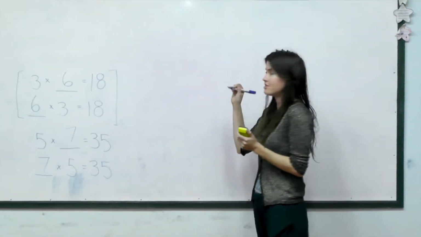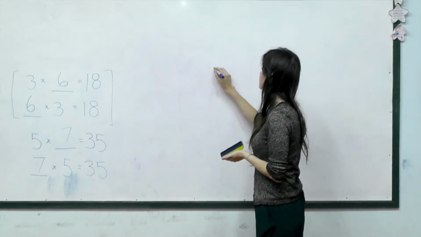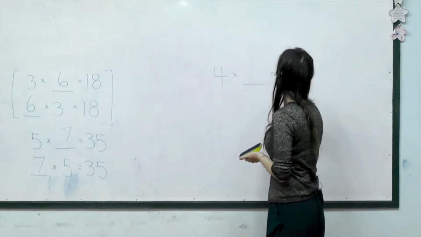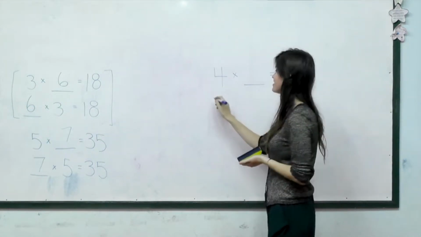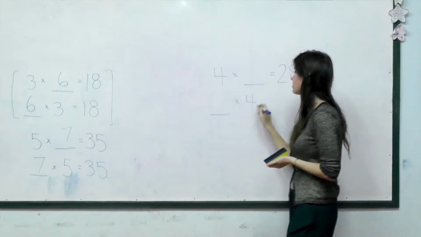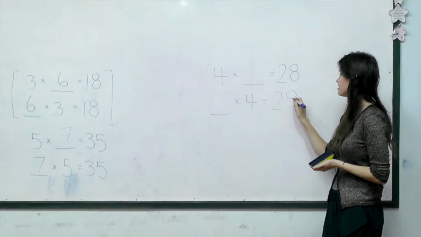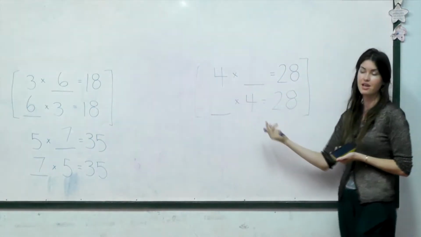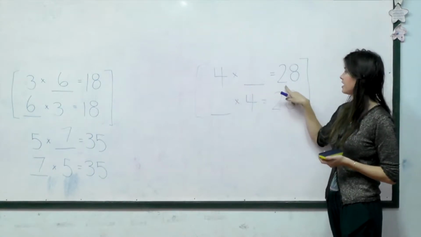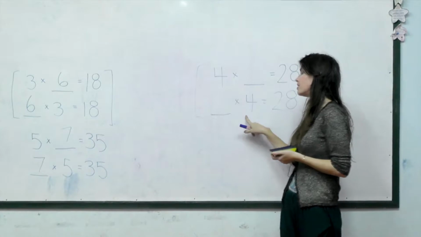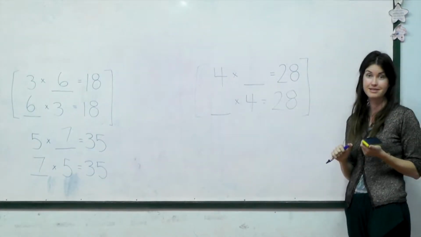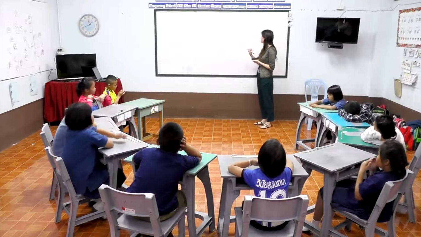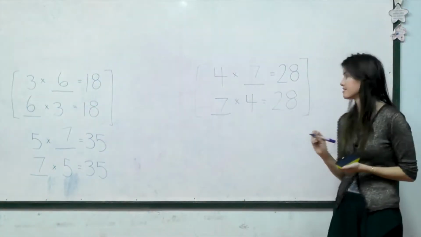Okay, let's do a couple more, and then we're going to do some fact families. 4 times what number is 28? We talked about this one just recently. Or what number times 4 gives us 28? Think about it in your mind. These go together, because it's okay for us to change that order. Got some ideas? Okay, what do you think, Dawn? 7. Good, it's 7. 4 times 7 is 28, and 7 times 4 is 28. Okay, last one.